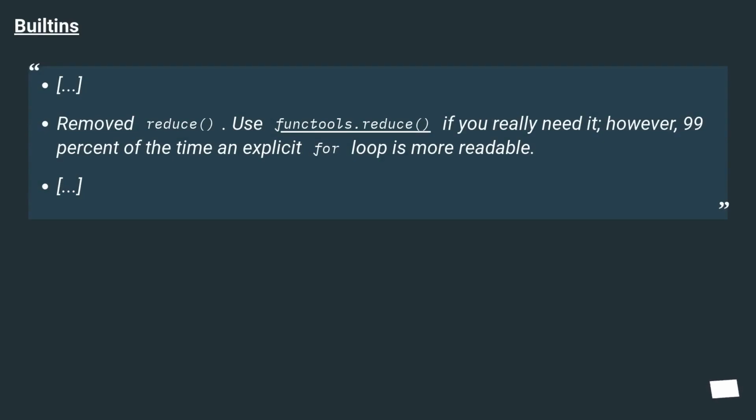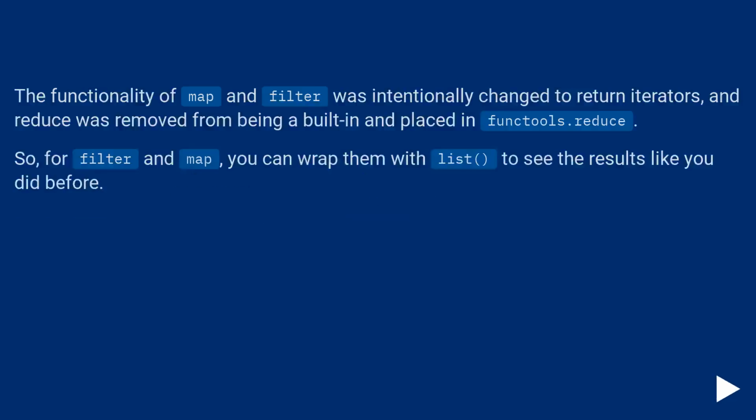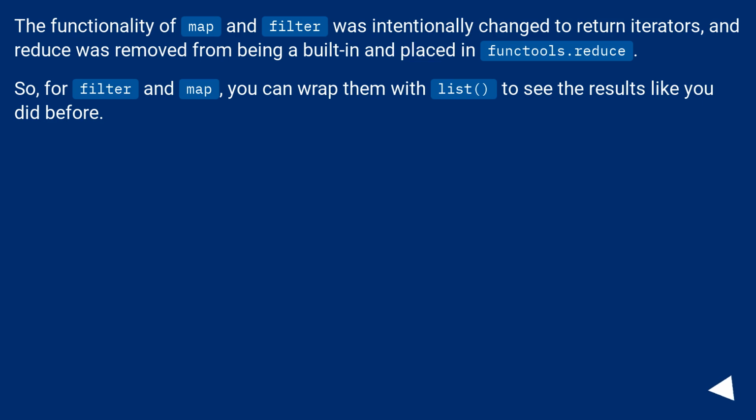Built-ins. Removed reduce. Use functools.reduce if you really need it; however, 99% of the time an explicit for loop is more readable. The functionality of map and filter was intentionally changed to return iterators, and reduce was removed from being a built-in and placed in functools.reduce. So, for filter and map, you can wrap them with list to see the results like you did before.